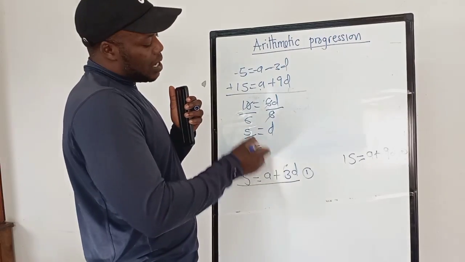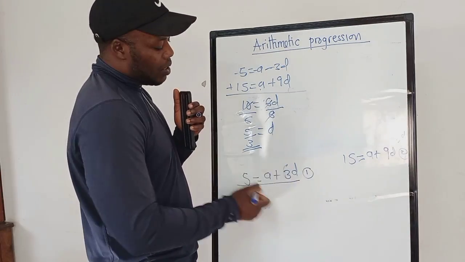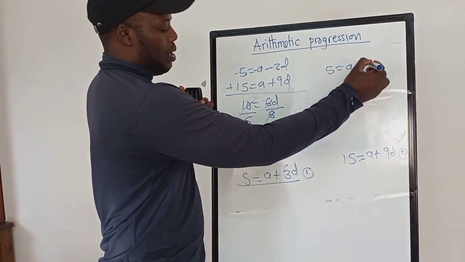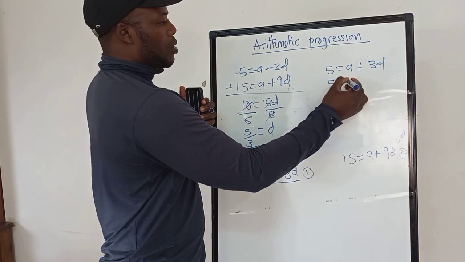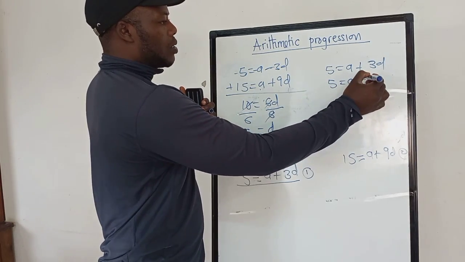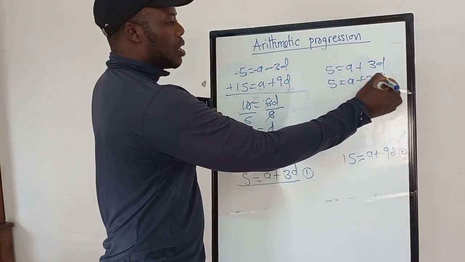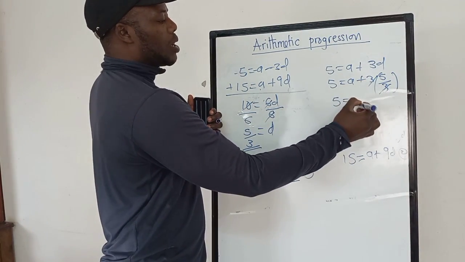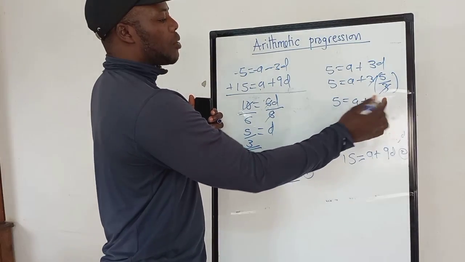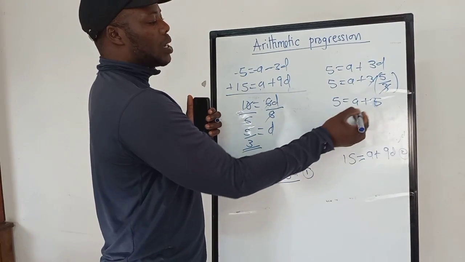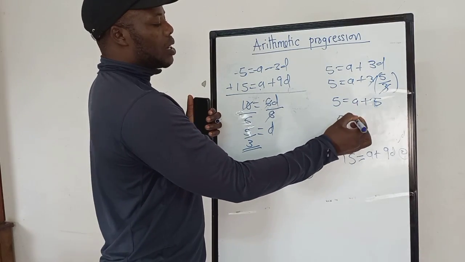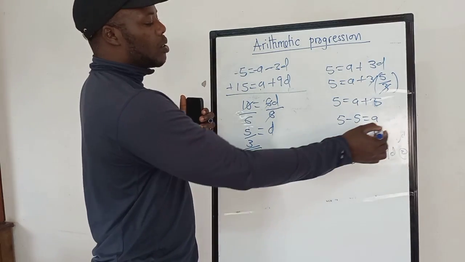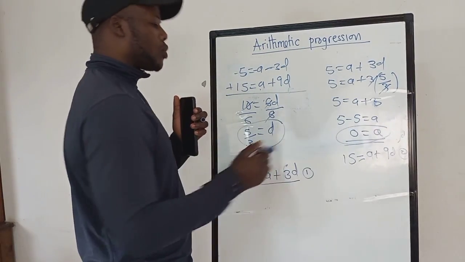Now to find the A, we can get any of the equations, either this one or this one. So I'll go with this one. I would say 5 is equal to A plus 3d. 5 is equal to A plus 3. On d, I'm putting a 5 over 3 here. So this 3 and this 3 will cancel. We'll remain with 5 equals A plus 5, because the 3 and 3 have cancelled. And when you group the like terms, it will be like this. So our first term A is 0. This is the solution, and this one. These are the two solutions we are looking for.